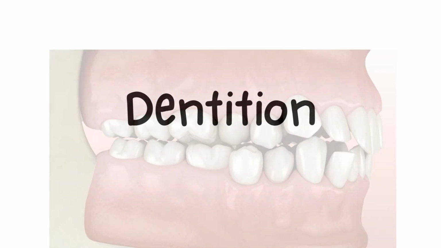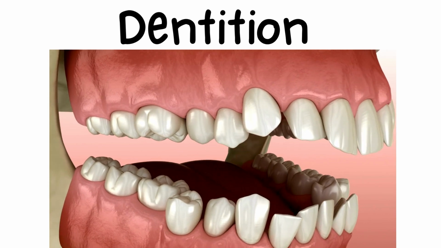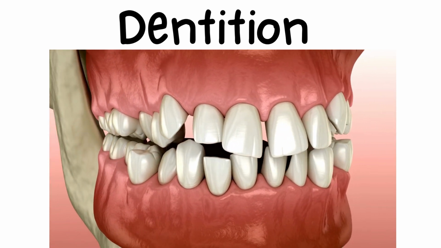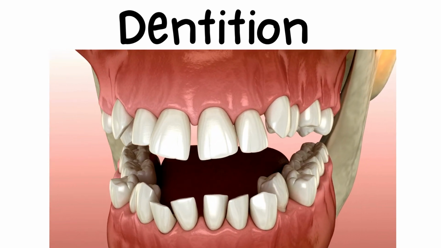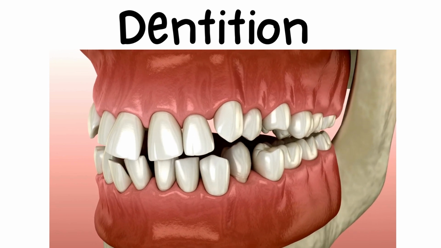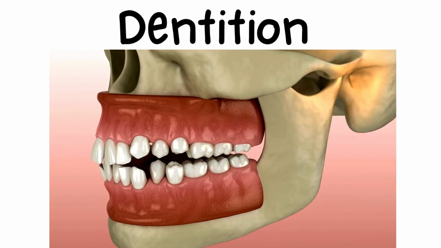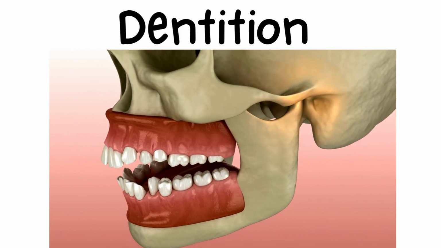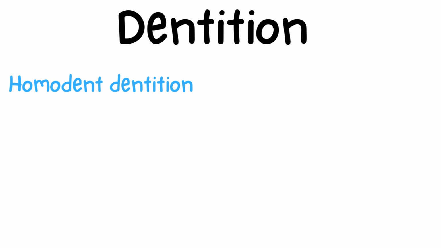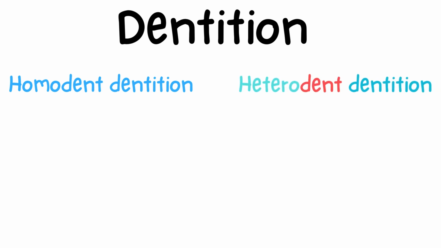Let's learn about dentition. Dentition refers to the arrangement, type, and number of teeth in the mouth of an animal. The structure of dentition usually shows the dietary habits of the organism, and this structure can be classified into two major types. We have homodont dentition and heterodont dentition.